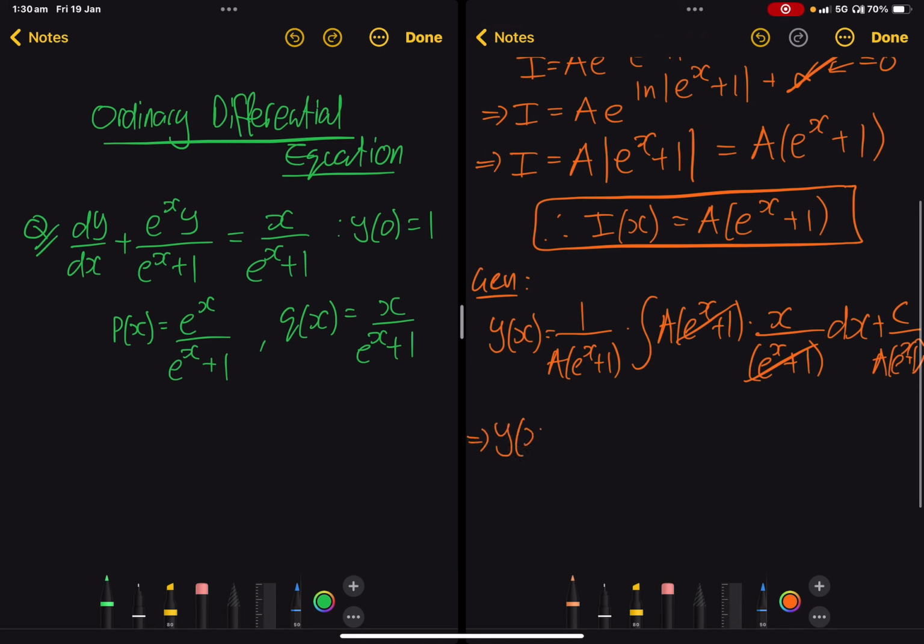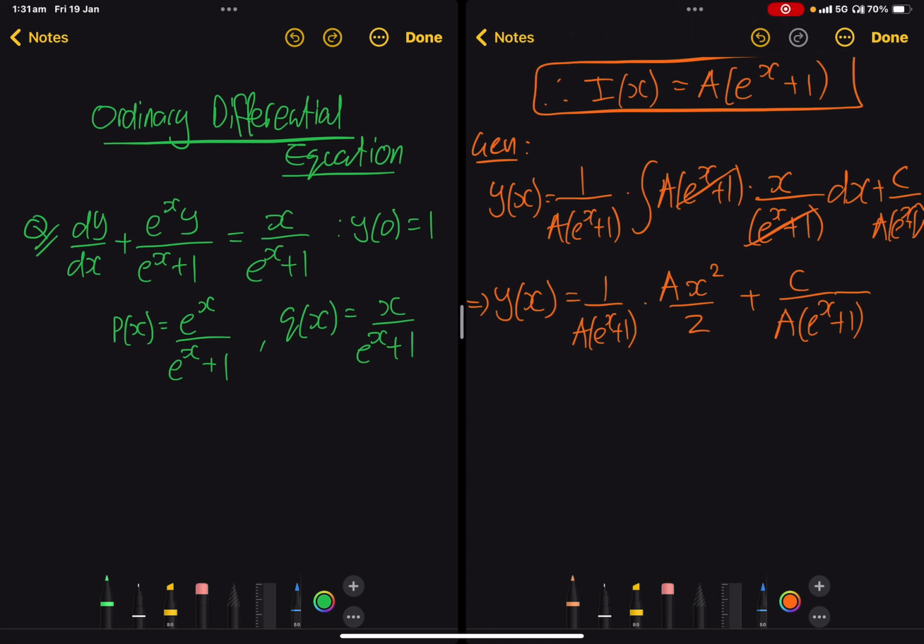So y of x is equal to 1 over a times e to the x plus 1 times the integral of ax dx. Well, the integral of ax will just be ax squared on 2. So that is a times x squared over 2. And then at the end we have plus a constant over a times e to the x plus 1.